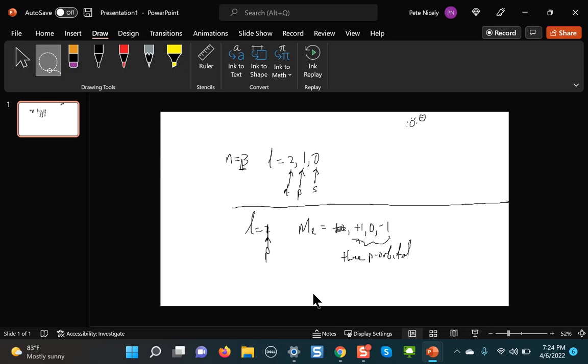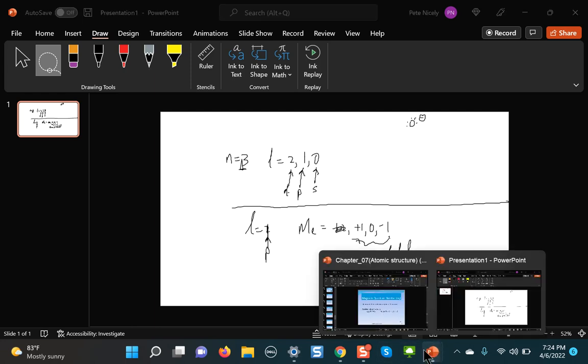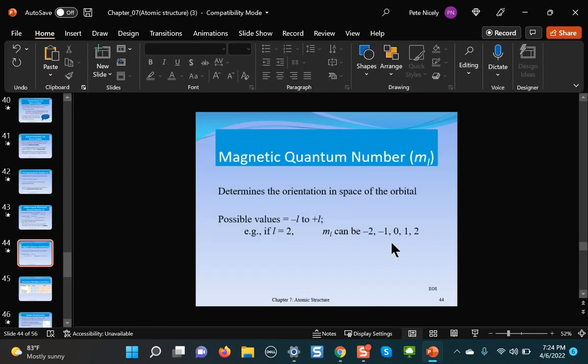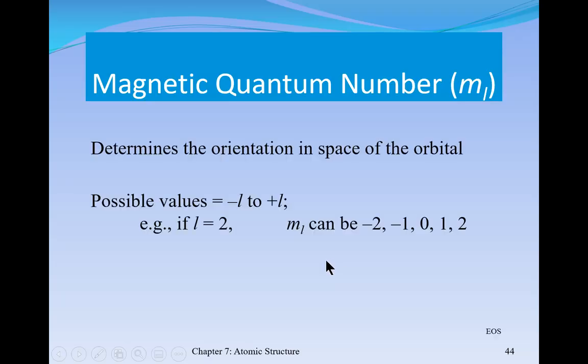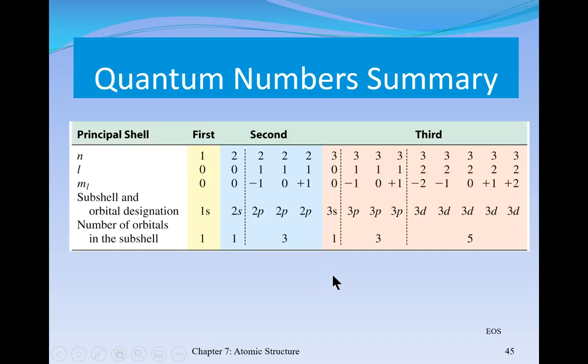Okay, so let me go back to the PowerPoint slide. We have dealt with, so far, 3 types of quantum numbers, but there's also a 4th one, which we'll talk about later on. But before we do that, I just want to show you this summary of what we just discussed so far. Basically, we talked about the principal quantum number, which is n. For the first shell, n is equal to 1. For the second shell, n is equal to 2, and so on, right?